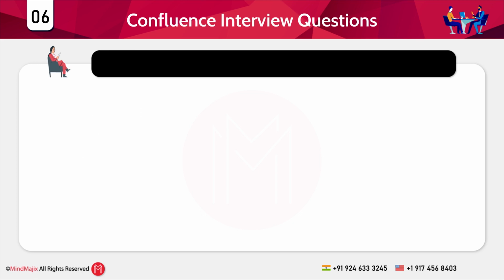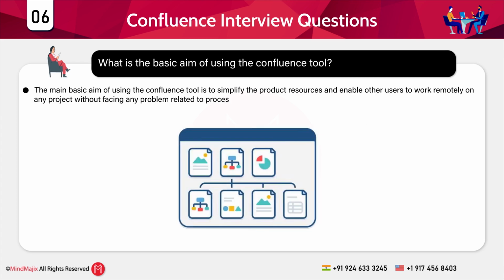Now, the sixth point asks: what is the basic aim of using the Confluence tool? The aim means why we use the Confluence tool over the traditional tools, correct? The main aim of using the Confluence tool is to simplify the product resource and enable other users to work remotely on any project without facing any problem related to processing, information sharing, management, and raw data usage of the project. So if things are mentioned in a Word file, Excel file, or PPT, there is a dependency. There is no cloud-based server where you can store these things.